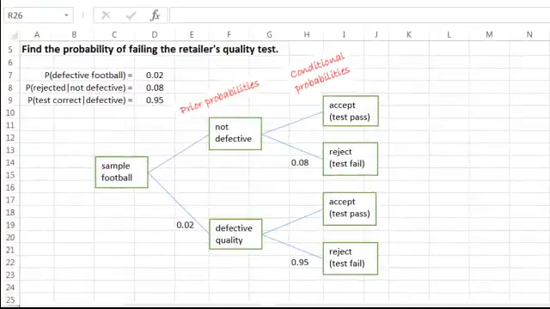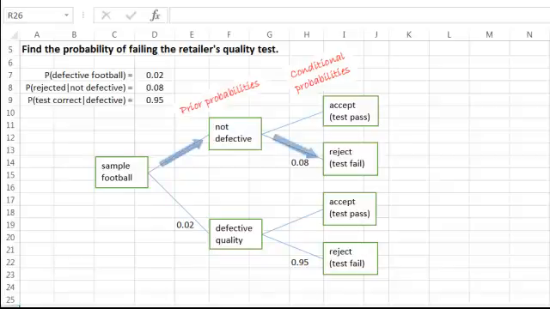Event outcomes comprise the nodes of our tree, while each branch must have an associated probability value assigned. Probabilities in the first level of our tree are called prior probabilities. Values in subsequent levels are conditional probabilities. Follow the path through the tree associated with the conditional probability of 0.08. The tree describes this value as the probability of a quality test reject, given that a non-defective football is tested.